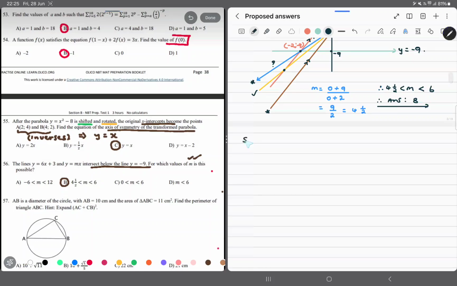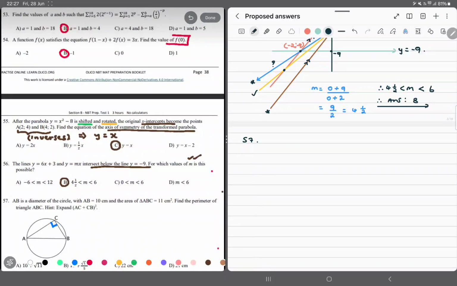So we've got question 57. Let's quickly go through this one. We're given here AB is the diameter of the circle, with AB equals 10 centimeters, and the area of triangle ABC is equal to 11 centimeters squared. Obviously, if that is the diameter, it subtends a right angle.